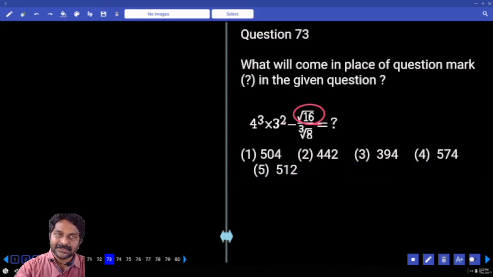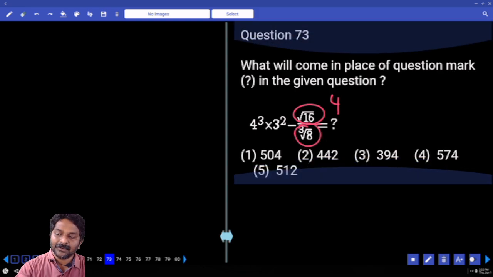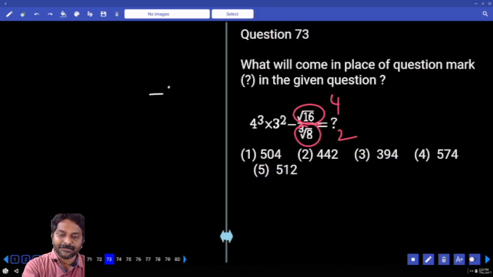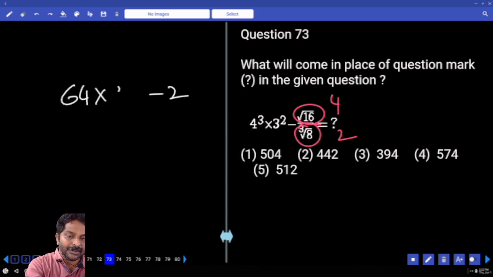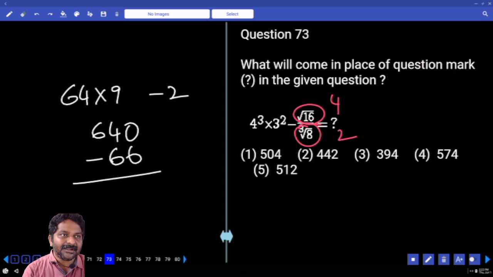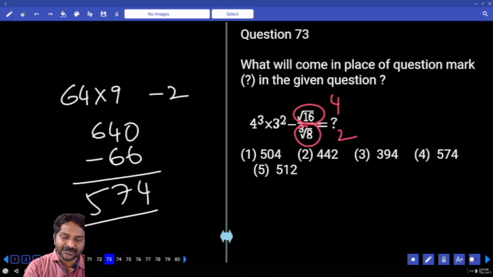Under root of 16, 4, cube root of 8, 4 by 2, so we need to subtract 2, right? 4 cube into 9, okay. So last digit verification not possible because 2 options ending with 2, 3 options ending with 4, correct? Right, so now let's do one thing. 9 times in the sense, can I take 10 times minus 1 time? 10 times minus and minus 2? 60. From 40, if you subtract, 66. Answer must end with 74. 574.